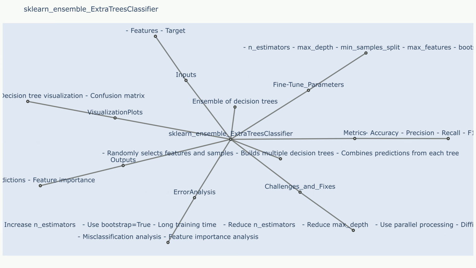Challenges and fixes. Challenge 1: overfitting. If the number of trees or the depth of the trees is too large, the model may overfit the training data and perform poorly on unseen data.